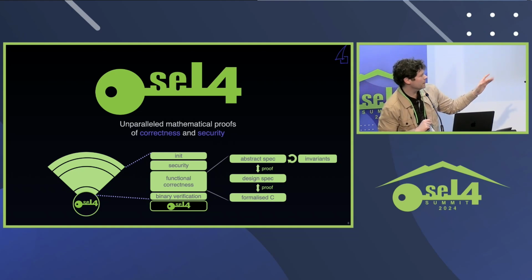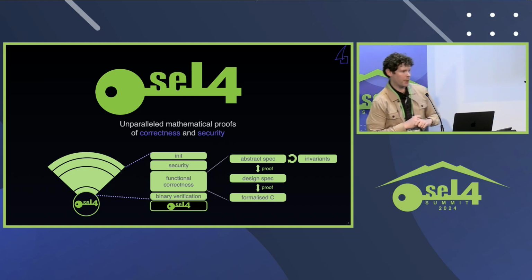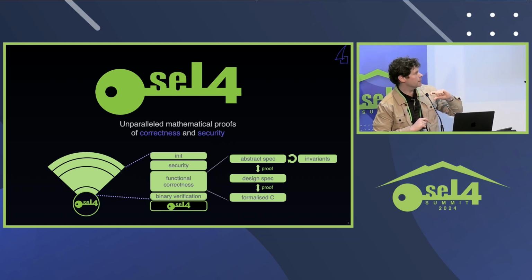So the first layer here, at the very bottom, is binary verification. This is a collection of proofs that we have about the binary of seL4. And at the very top, we've got the system initialization proofs. As interesting as these are, I won't be talking at all about them today. I want to focus on the inner two layers that we've got here. The larger of the two layers is functional correctness, and there's a lot to say about that.